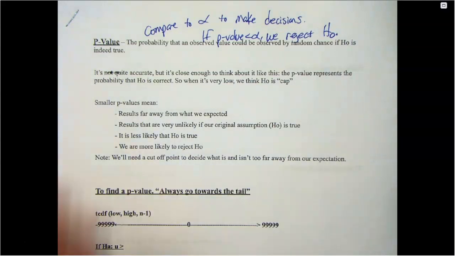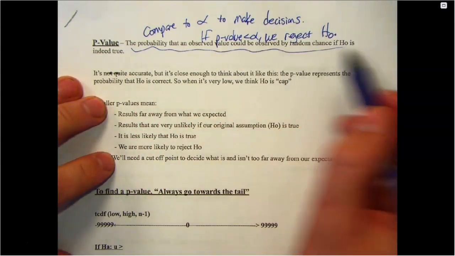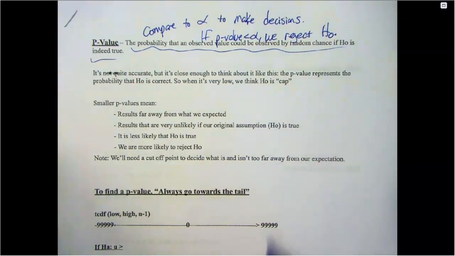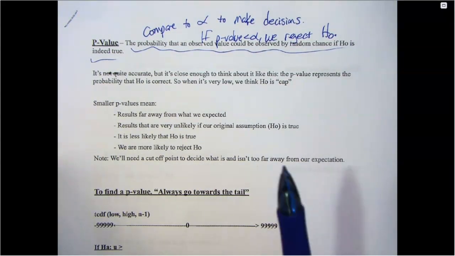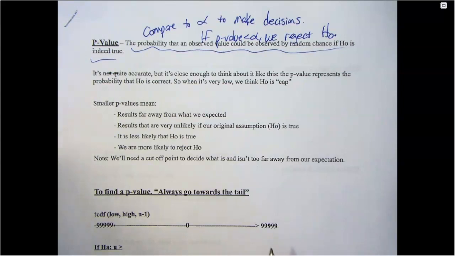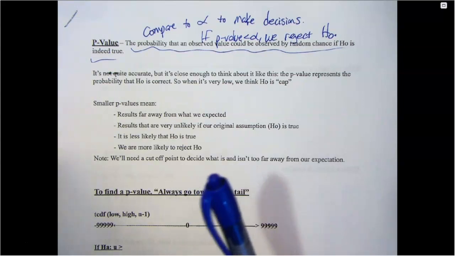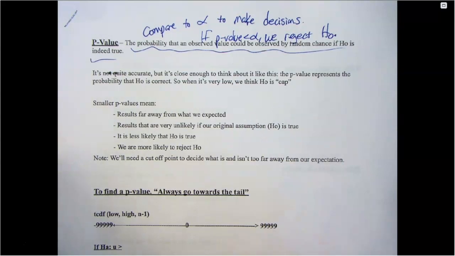So, the technical definition is up here. It's the probability that an observed value could happen by random chance if H naught is true. It's not perfect, but if you think about the p-value as the probability that they're telling the truth, it's close enough to help you make decisions.